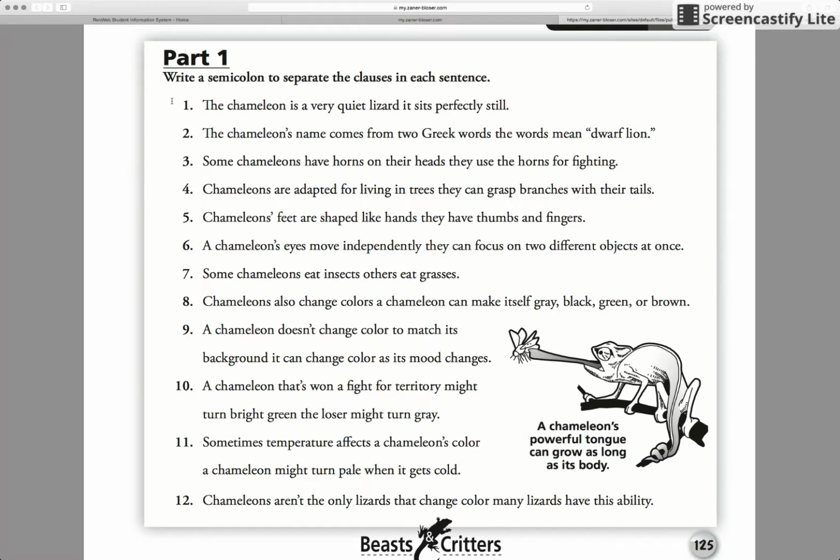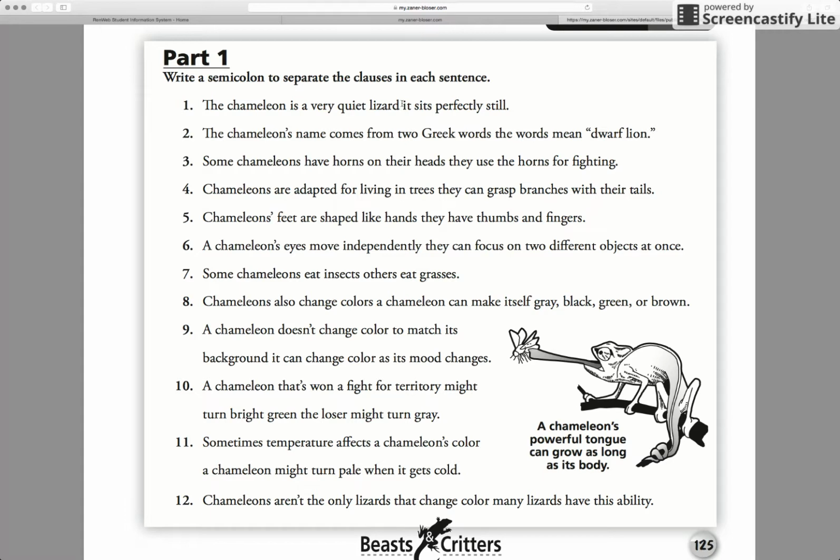Okay, let's look up here at part one together. It says, write a semicolon to separate the clauses in each sentence. So number one says, the chameleon is a very quiet lizard. It sits perfectly still. Go ahead and in your workbook, place the semicolon where you think it should separate the two independent clauses. If you put your semicolon in between lizard and it, you are correct. So the sentence should read, the chameleon is a very quiet lizard; it sits perfectly still. Good job.